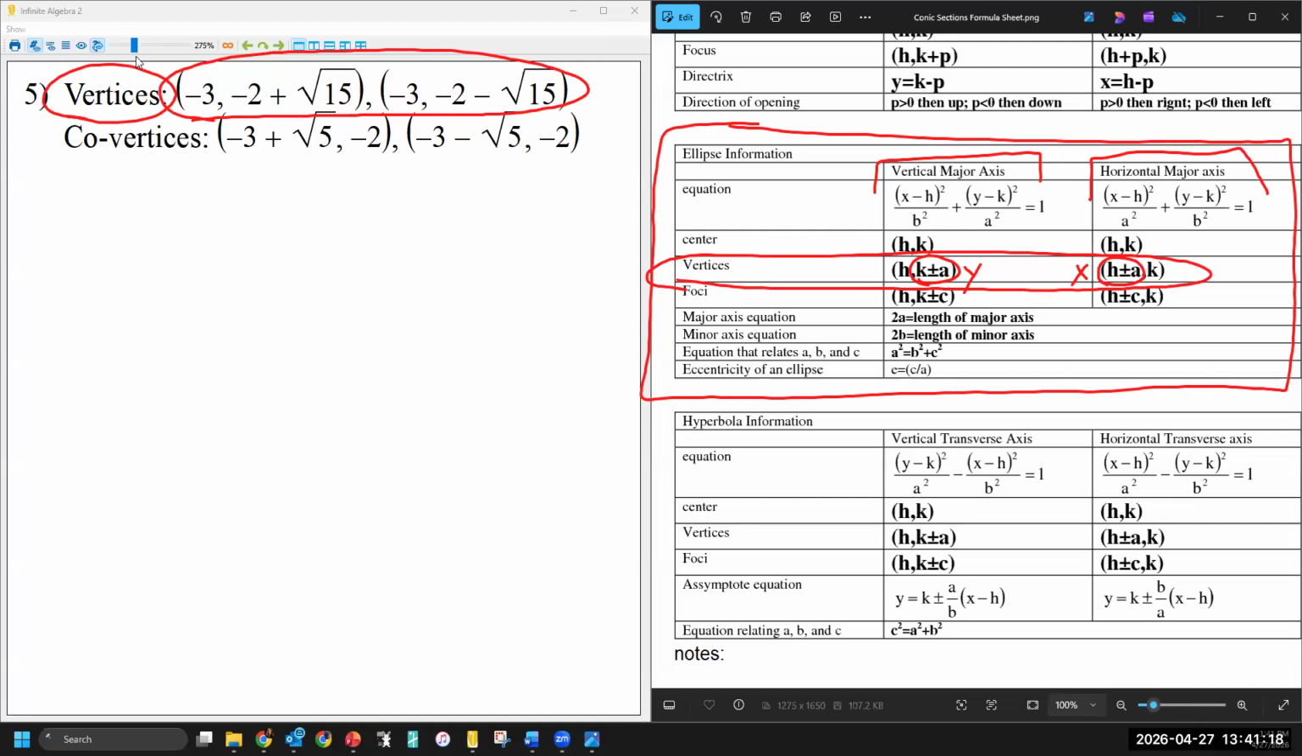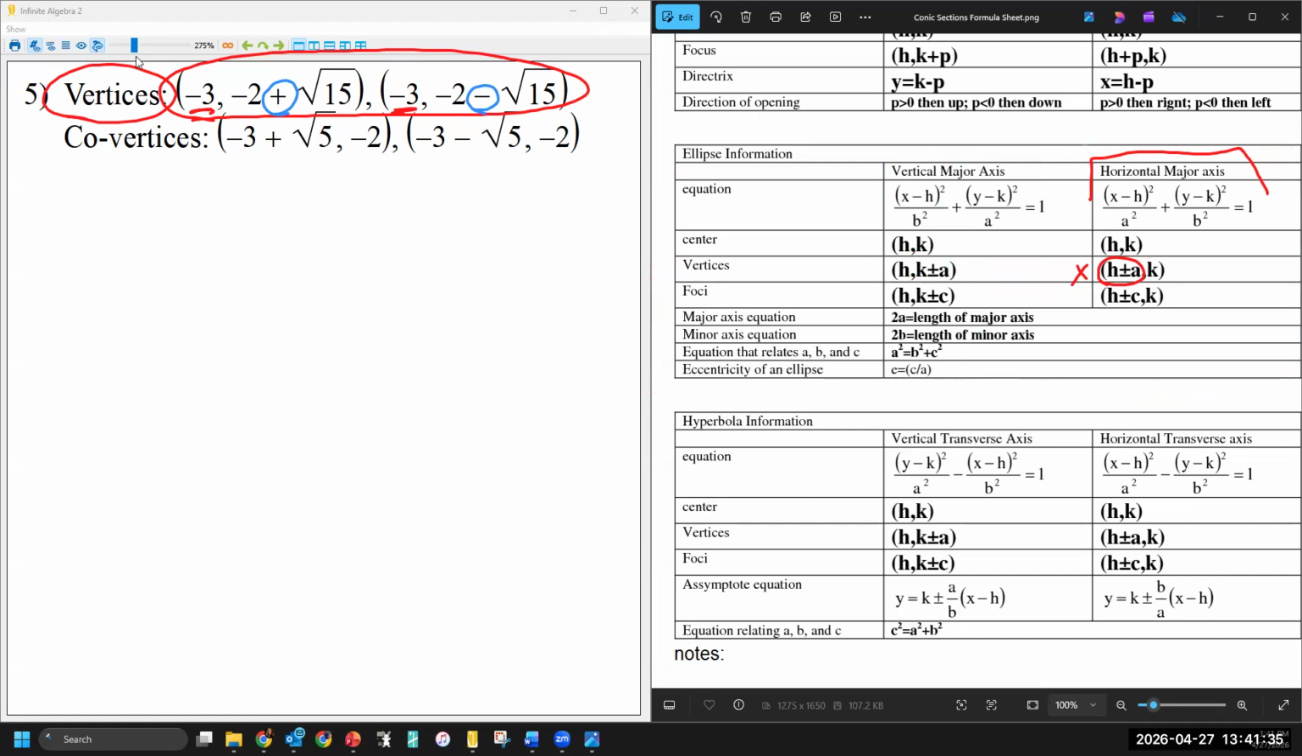Well, my x value is staying the same. It's just -3. But my y value has a plus or a minus. So it's the y value for vertices that's changing. And so if it's the y value that changes, then that means I must be in the vertical box. So we're only looking at the vertical one because of that.